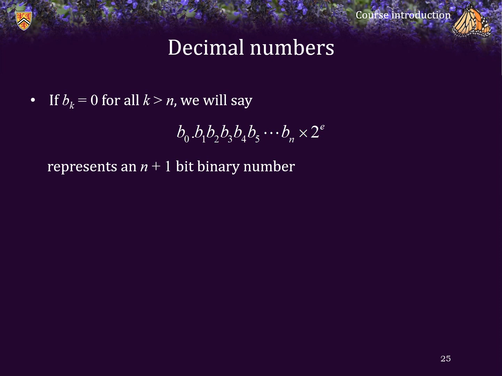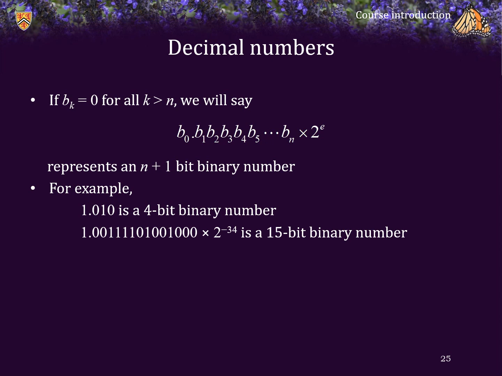Now, if the representation of a number has all bits after the nth bit being 0, we will say that this represents an n+1 bit binary number. So, for example, 1.010 is a 4-bit binary number, whereas this number here is a 15-bit binary number.